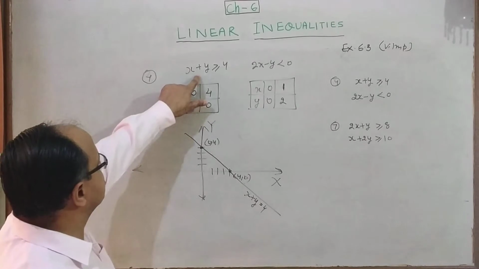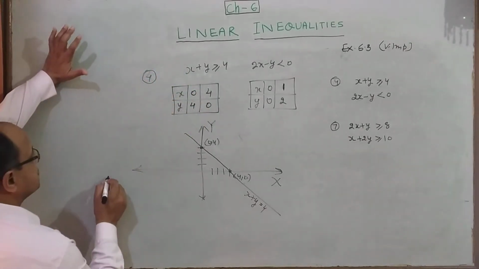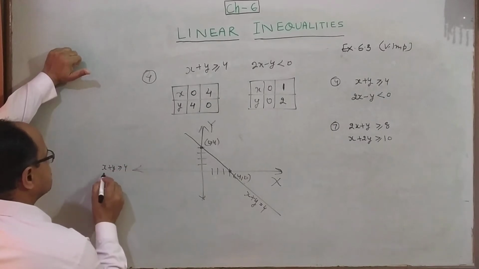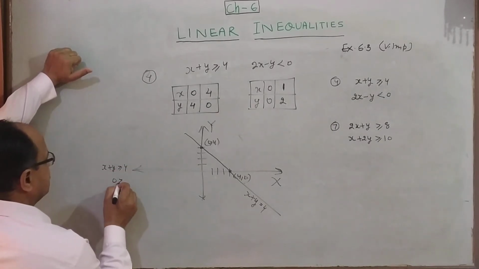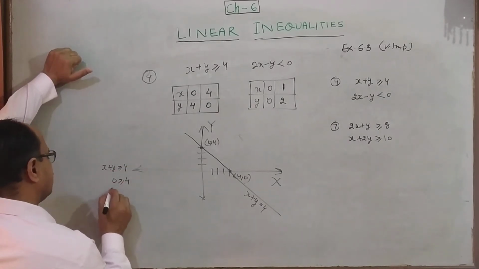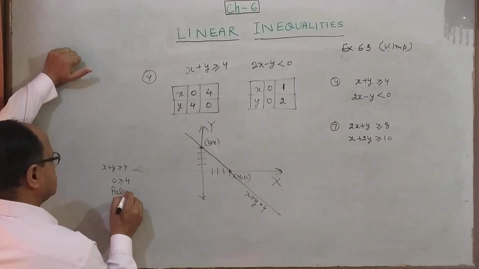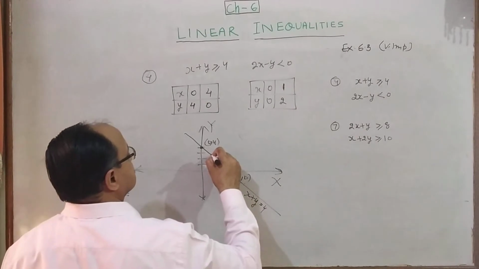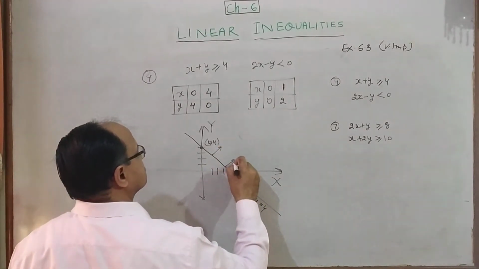When you put here 0, 0 into x plus y greater than or equal to 4, put x equal to 0, y equal to 0, then 0 greater than or equal to 4. So true or false? False. It means the shaded portion is away from the origin. This portion.